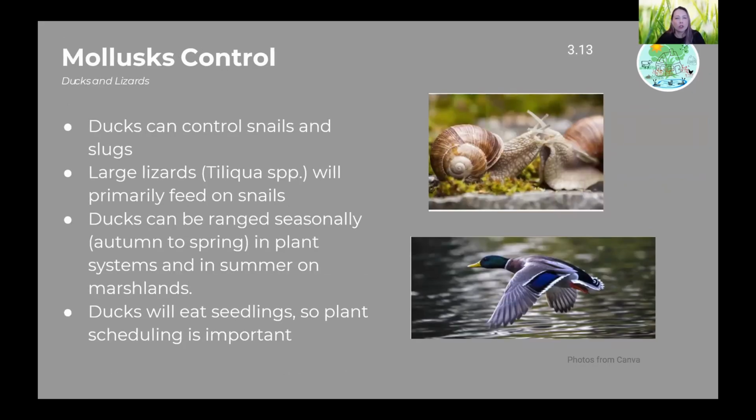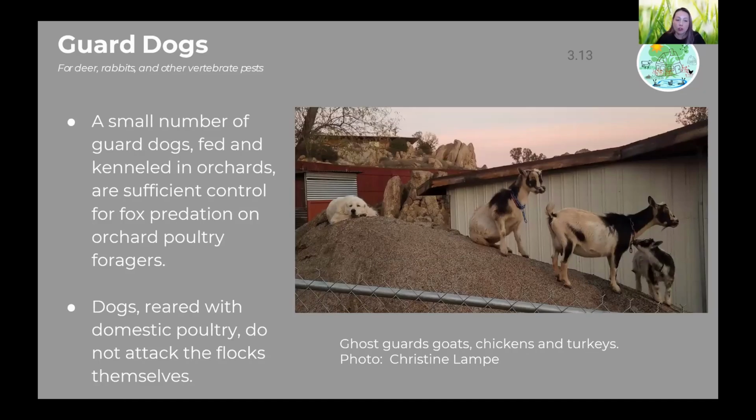Mollusk control, we're looking mostly at snails and slugs, and can be almost totally controlled by a duck flock or several large lizards. They will eat anything and everything mollusk related. We can also talk about guard dogs.